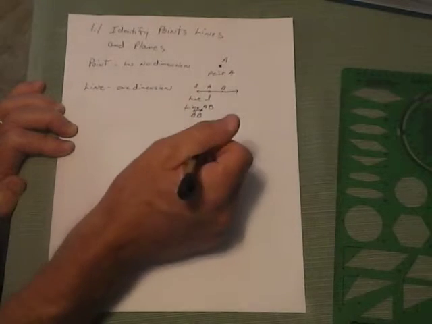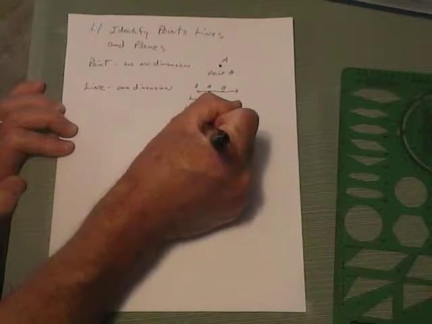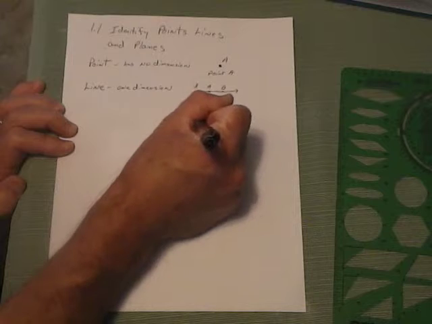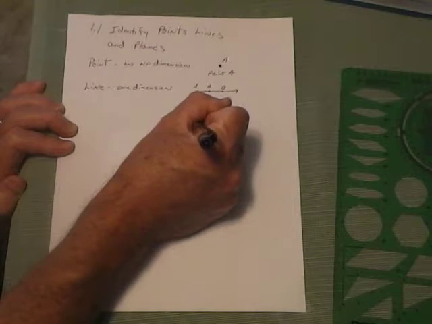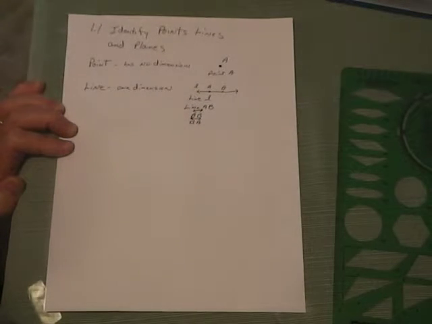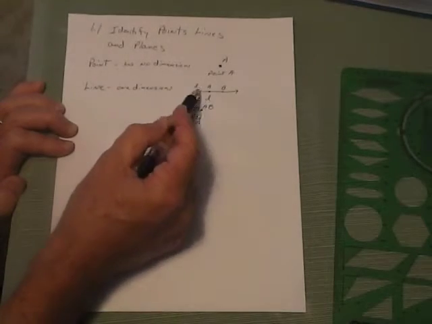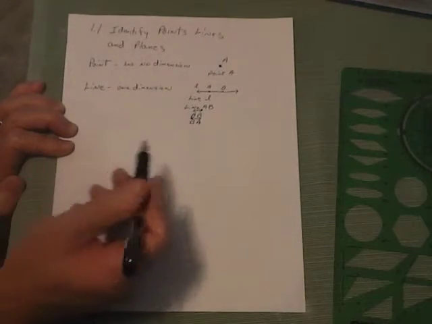Also, you could flip those around and call this BA, line BA. As long as you use 2 points that are on that line, you can name that line, or you just name it from the beginning.